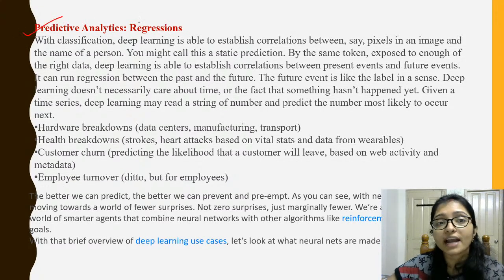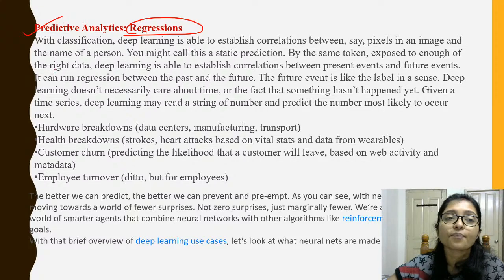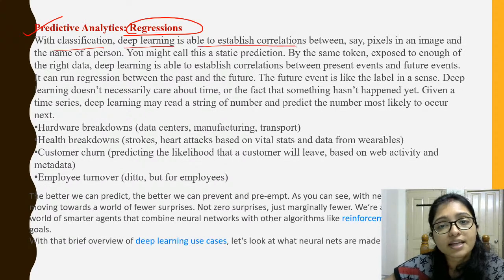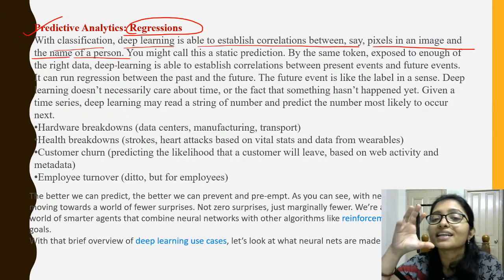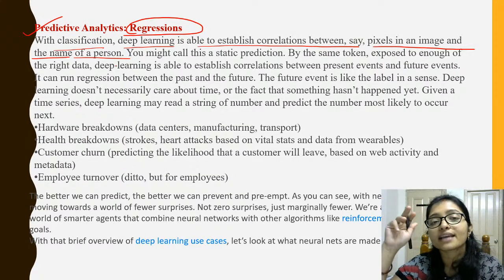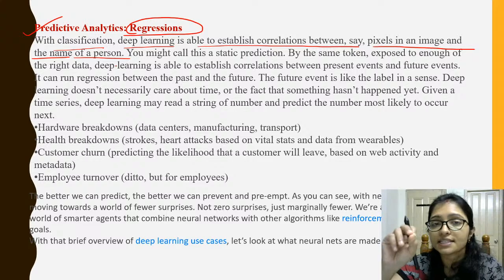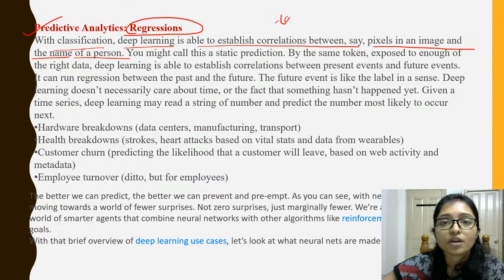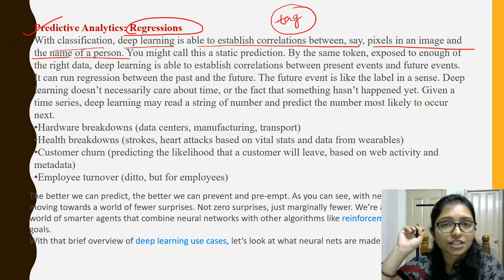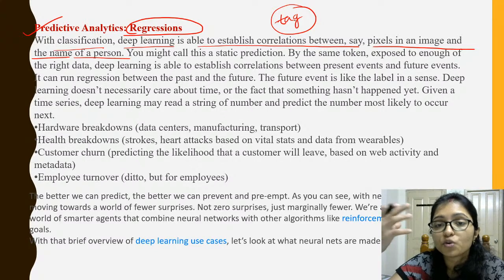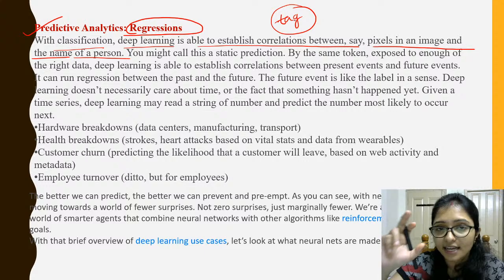Now what is predictive analysis and regression? This is very important: what is predictive analysis or regression in neural networks. With this classification, deep learning is able to establish a correlation between, say, the pixels of an image and the name of the person. Okay. So here we are predicting from the image, like the face detection in Facebook. In Facebook, when your image appears in a group photo, they give a suggestion for the tag. When you are trying to tag anyone, they give the suggestion. How do they give the suggestion? Facebook is predicting the data, right?